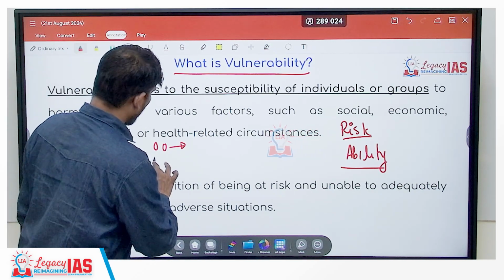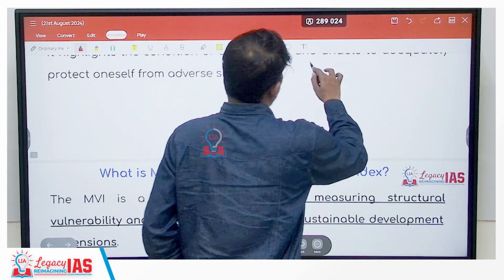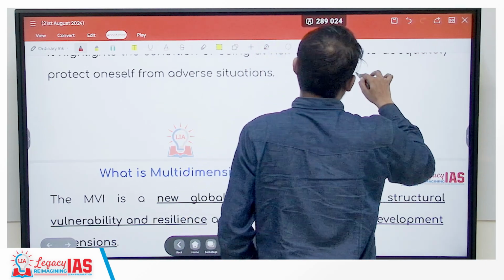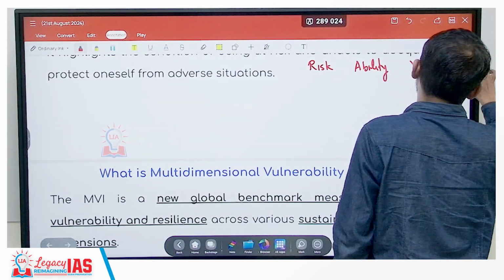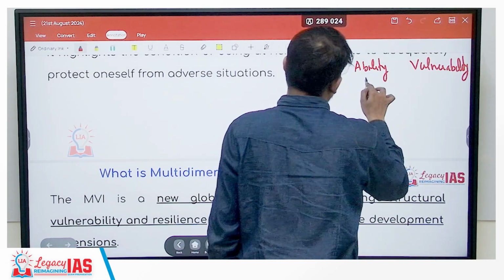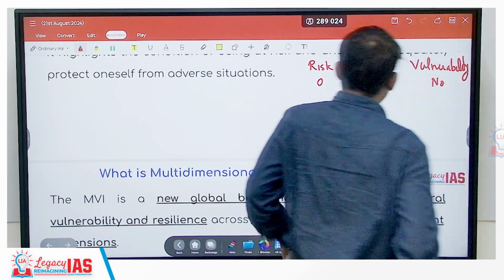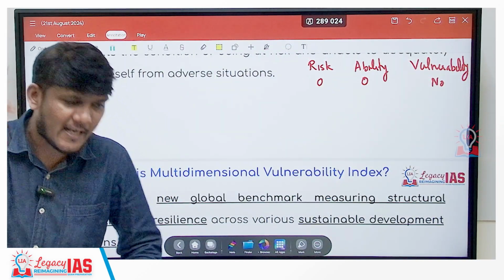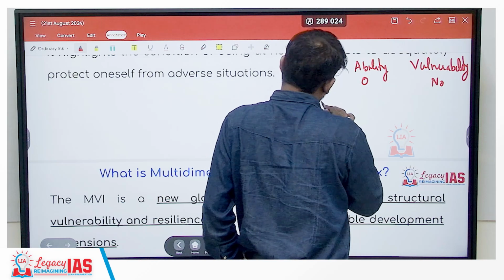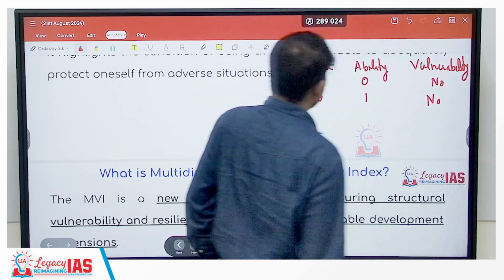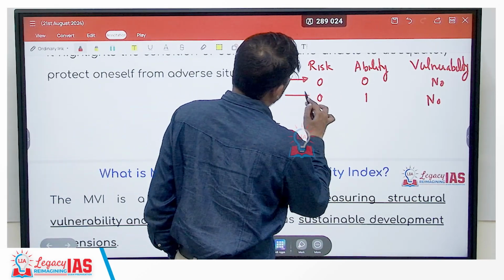Let me make a sort of chart over here. If I talk about risk and ability, let's see whether we have vulnerability or not. Risk is zero, ability is zero, but since the risk is zero, I am not vulnerable. But this situation will actually not be there. There is risk in anything and everything you do. So this is a hypothetical situation theoretically. If there is no risk and I have ability, of course there is no vulnerability. Again, this is a hypothetical situation because in these two situations risk is zero.